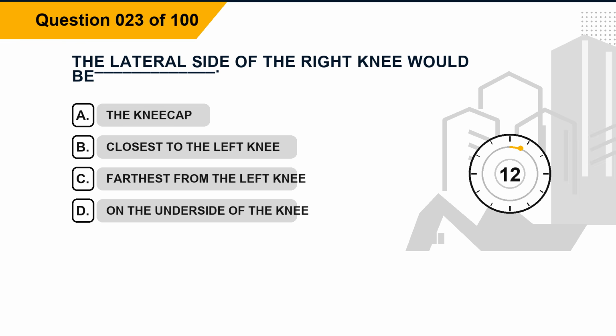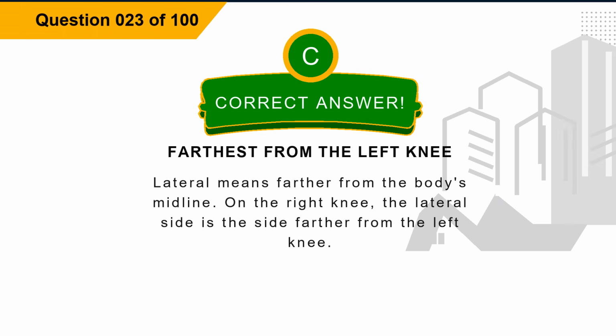Question 23. The lateral side of the right knee would be blank. Option A, the kneecap. Option B, closest to the left knee. Option C, farthest from the left knee. Option D, on the underside of the knee. The correct answer is option C, farthest from the left knee.